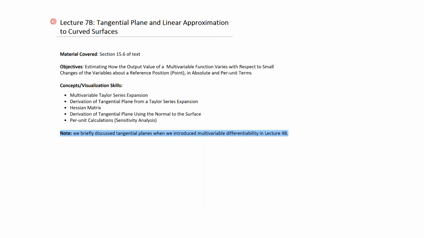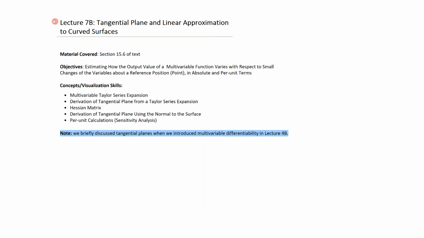The concepts and visualization skills obtained through this lecture include the multivariable Taylor series expansion, the derivation of a tangential plane from a Taylor series expansion, the Hessian matrix, which is a specific property tied to determining the maxima and minima when you're dealing with multivariable functions, the derivation of a tangential plane using the normal to the surface, which is an alternate approach in terms of deriving the tangential plane. And lastly, per unit calculations, which we also call sensitivity analysis.